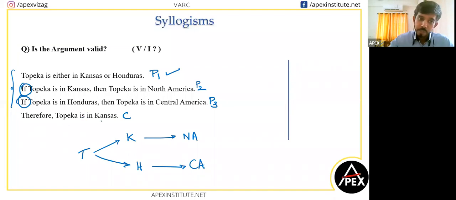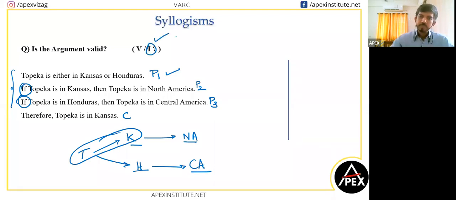So therefore, can we say Topeka is in Kansas? No. There's nothing actually relating these two. Everything is if and or. It's either Kansas or Honduras. And if Kansas, then North America. If Honduras, Central America. So this conclusion is not valid. It does not hold. Right? Invalid. There is no connection to prove that Topeka is in Kansas. All we are given is this situation. It can be here or it can be here, either of them.